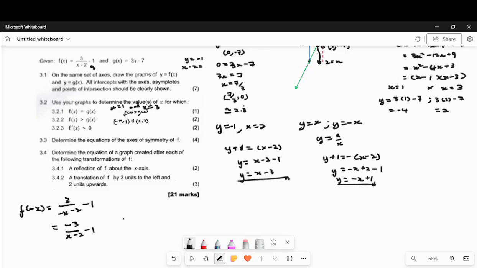The sketch of this function should look like this: instead of having our function here and there, we'll have our function in the second and fourth quadrants. I'm not sure about the intercepts, but this is how it will look, because we just reflected on the x-axis. You just negate your x and then simplify your expression.